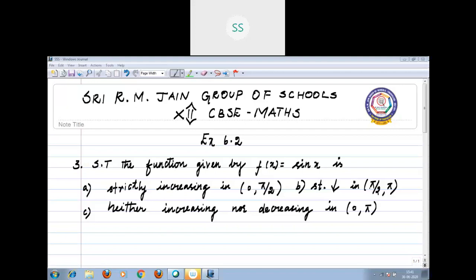Shri Gurubhyo Namaha. Exercise 6.2, third question. Yesterday I discussed up to the second question. Today I am going to discuss the third question.